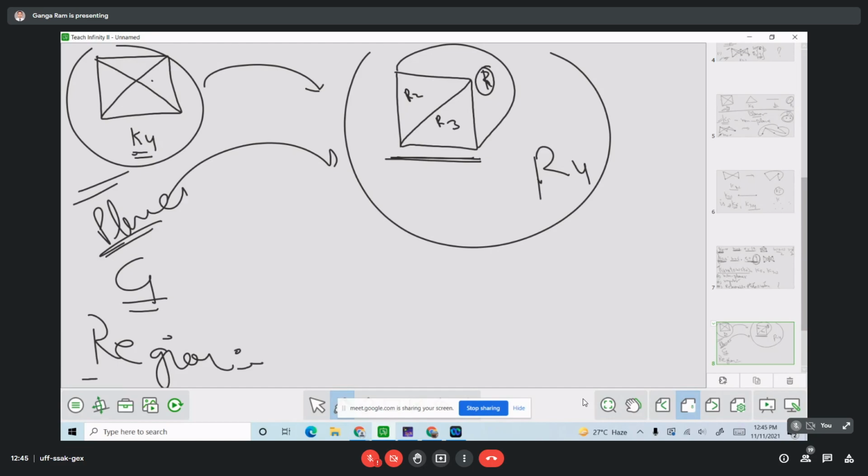I think region is clear. Region means a plane representation.